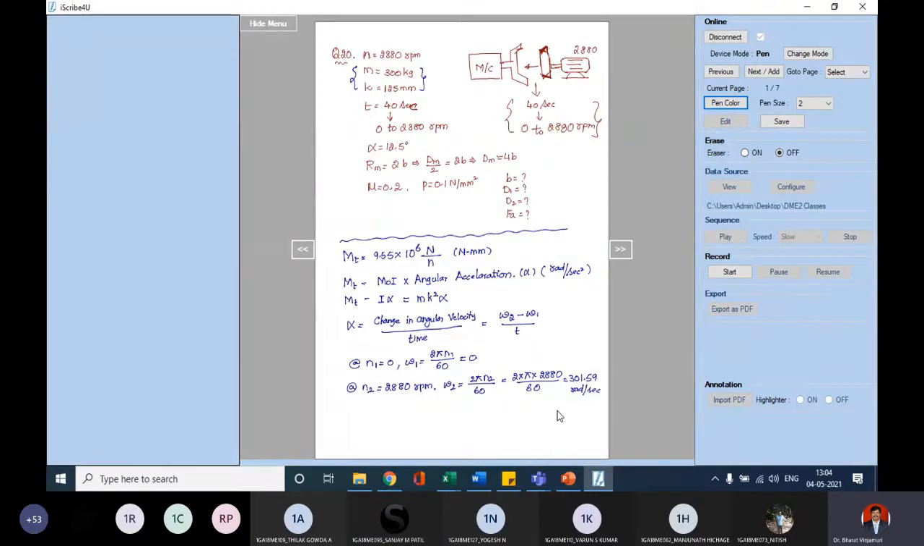So I got this value. Let me calculate the value of alpha. Alpha is equal to omega 2, 301.59, minus omega 1, which is 0, and time is how much we have been given? 40 seconds. So 301.59 by 40. How much is this value? 7.53 radians per second square. Alpha, you got this value.